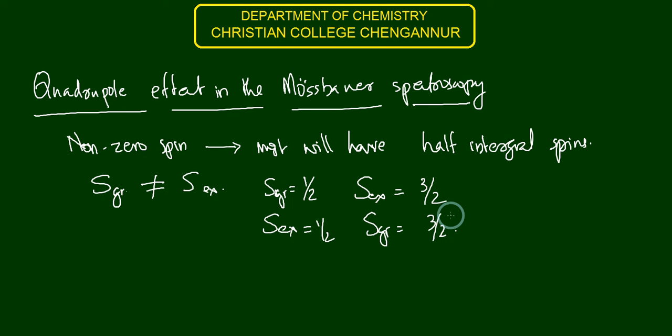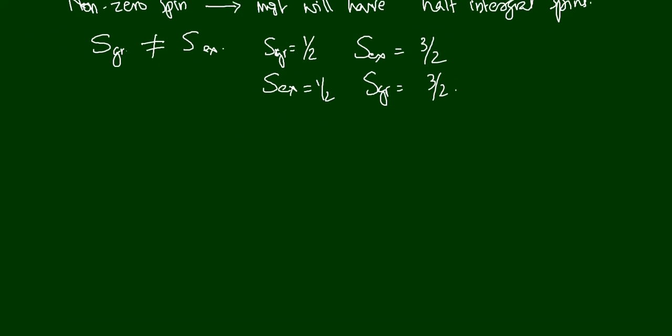So we are considering a nucleus like iron 57. That is the most studied nucleus in Mossbauer spectroscopy. In the case of iron 57, the spin of the ground state is equal to half, and the spin of the excited state is equal to 3 by 2.